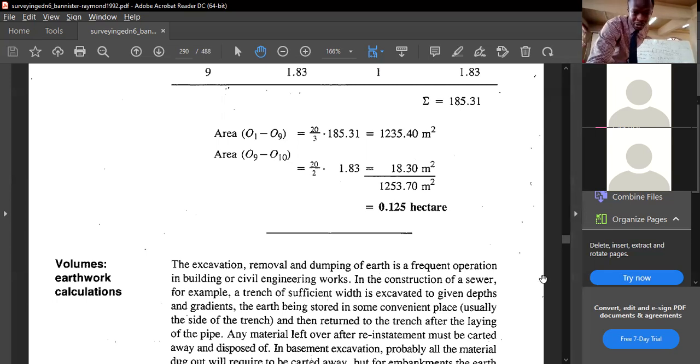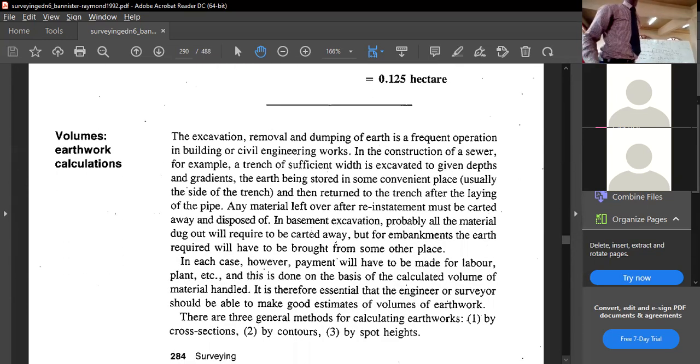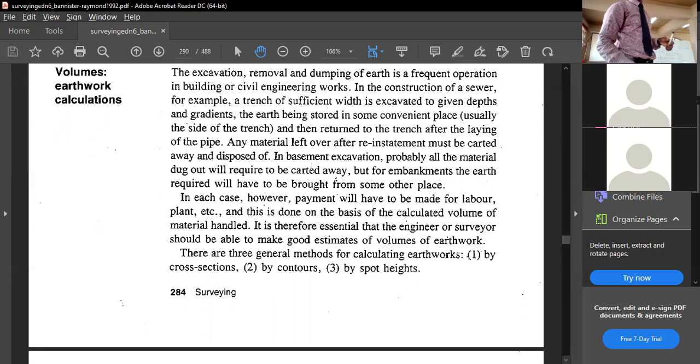All right. Let's look at volumes. Why do you need to calculate volumes? As an engineer, why do you need to know the volume? We talked about it last time, but let's do it quickly. One sentence by someone, then we carry on.